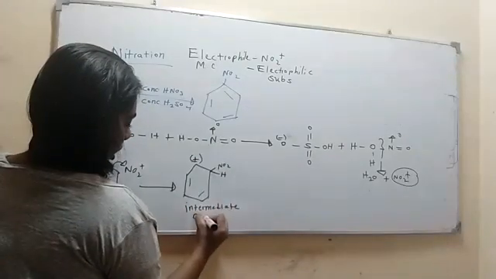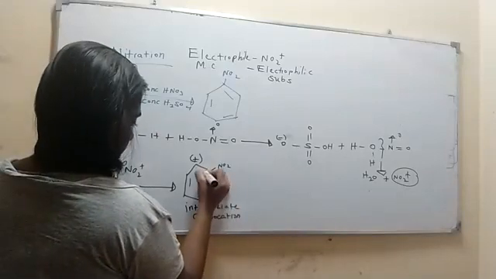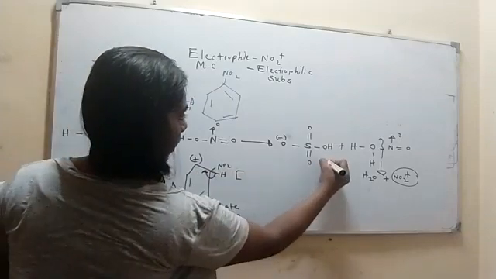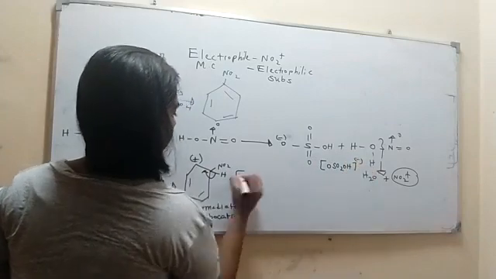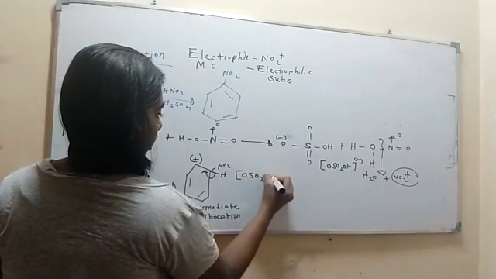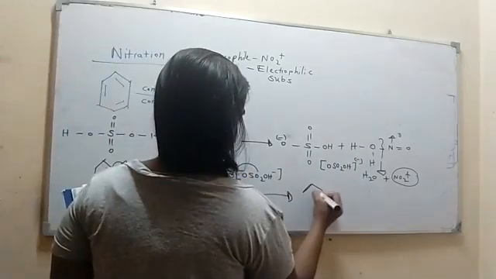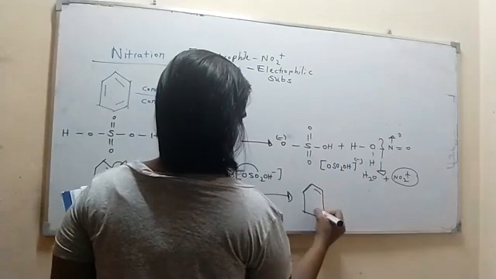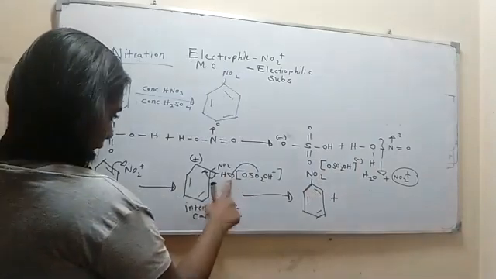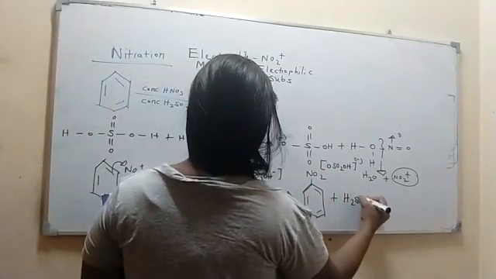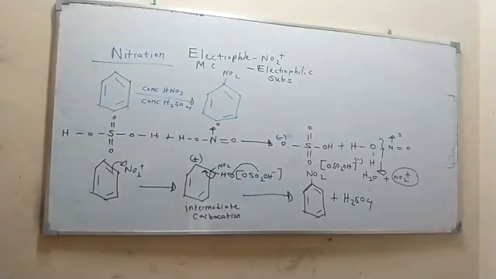Intermediate carbocation. Then hydrogen will be given up here. We can write this as OSO2OH minus. This OSO2OH minus will give its electrons to hydrogen. Then what will form is the benzene ring with NO2, and the plus part and this one will combine and form H2SO4. If you want, you can show the intermediate carbocation involving resonance.